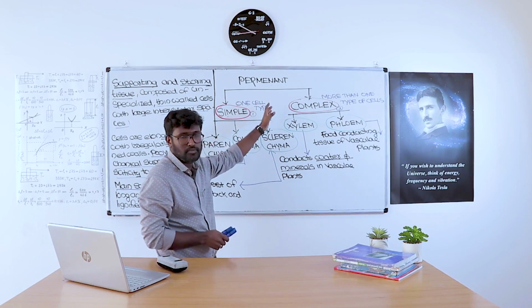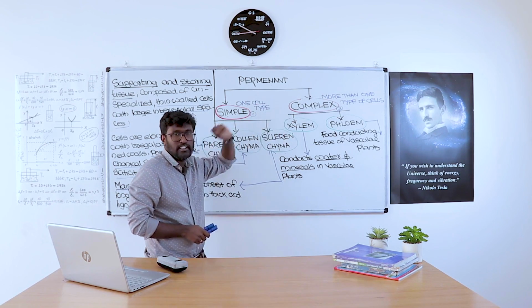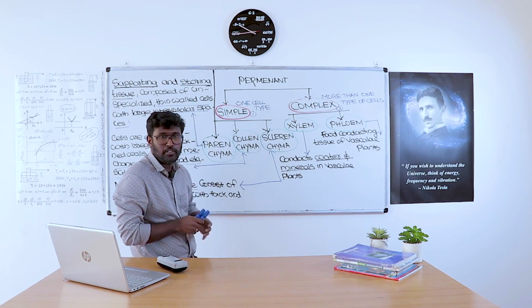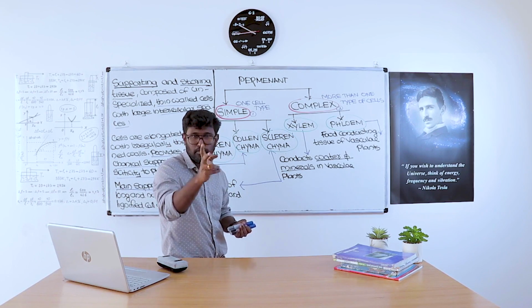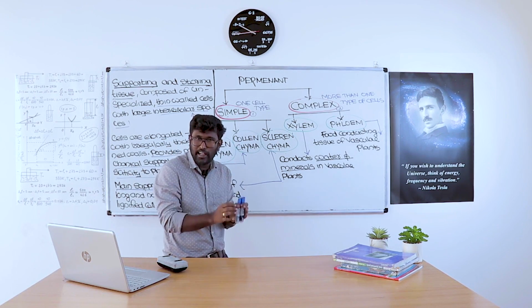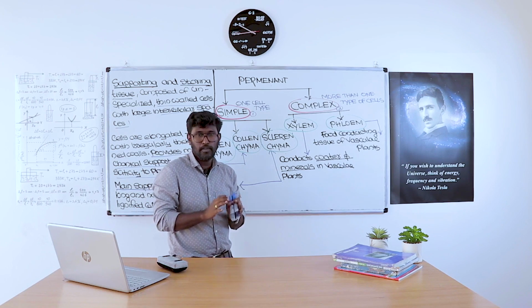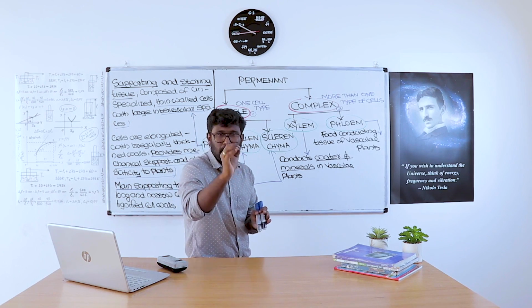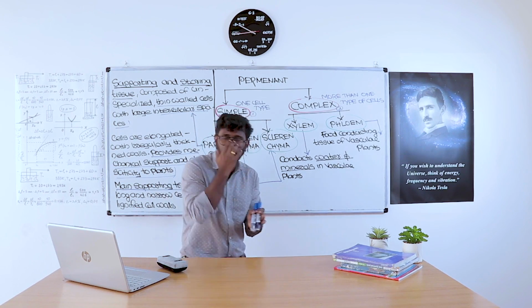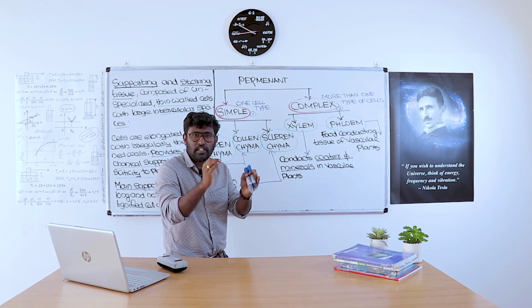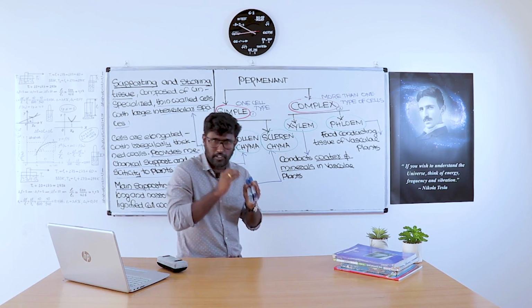So this is a small flow chart regarding the permanent tissue. Permanent tissue is classified into two: simple permanent tissue and complex permanent tissue. Tissue composed of only one type of cell is called a simple permanent tissue. Tissue composed of more than one type of cells is called a complex permanent tissue.